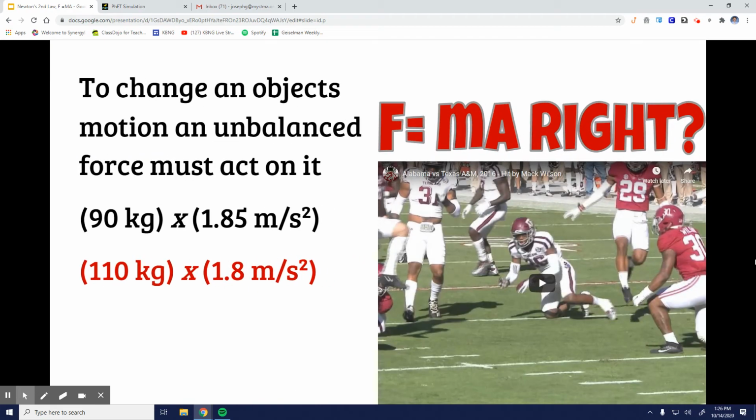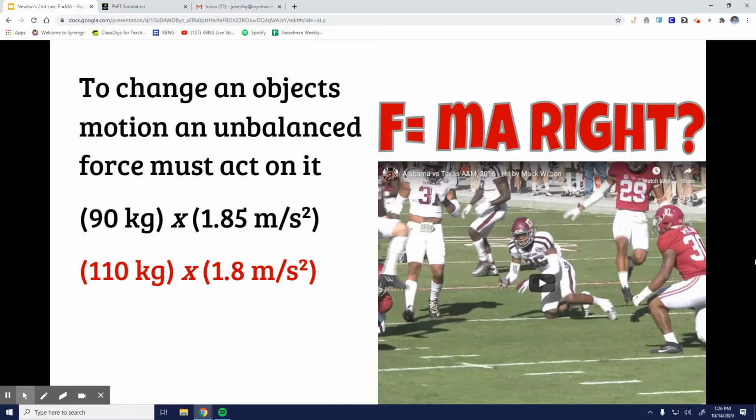So force equals mass times acceleration, right? To change an object's motion, an unbalanced force must act upon it. So an object in motion will stay in motion until it's acted upon by an outside force, right? And an object at rest will stay at rest until it's acted upon by an outside force.